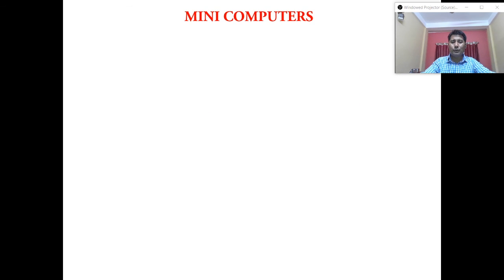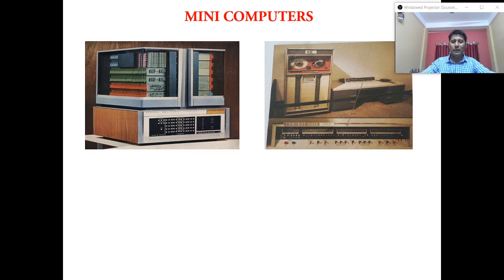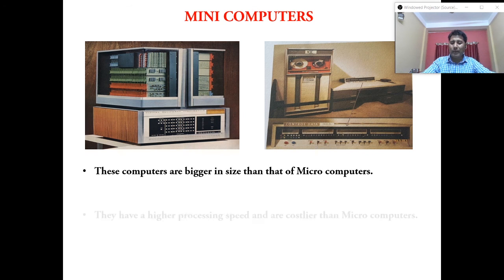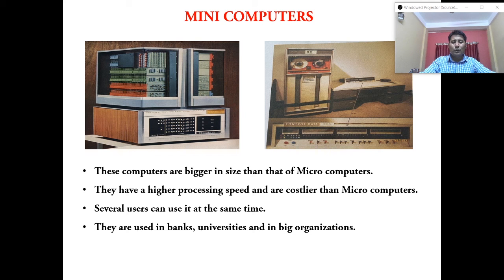Next are mini computers. So mini computers are slightly larger than the microcomputers. They have high processing speed. So these are examples of mini computers. So they have powerful processing power. And as I have said, these computers are bigger in size than the microcomputers. They have high processing speed and they are much costlier than the microcomputers. Several users can use it at the same time. So they are basically used in banks, universities, and in big organizations. Programmed Data Processor 8 is one of the examples of mini computers.